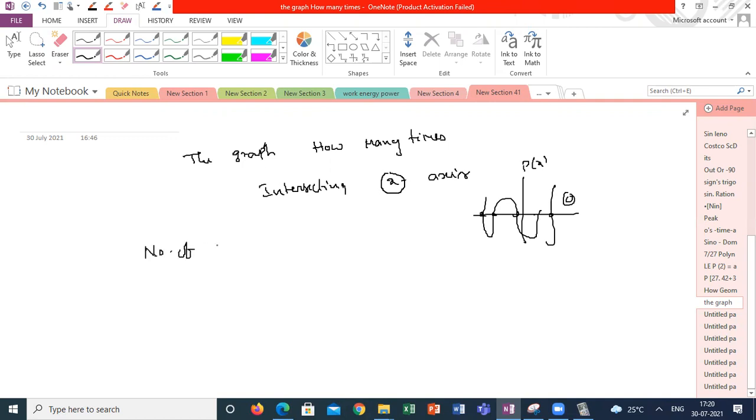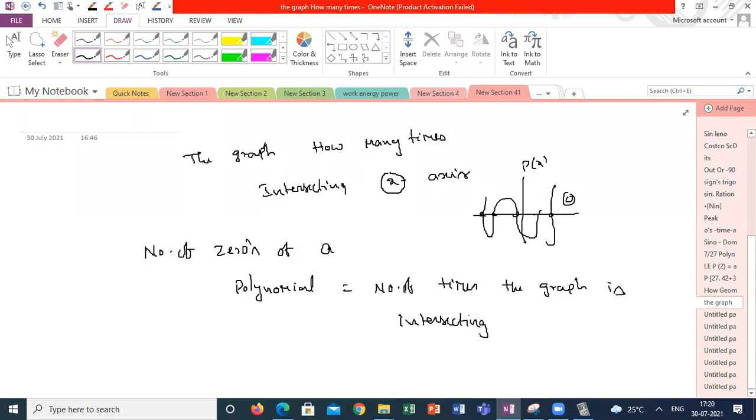The number of zeros of a polynomial will be equal to the number of times the graph is intersecting the x-axis. That's the reason a straight line can intersect the x-axis a maximum of one time. A parabola can intersect the x-axis 0 times, 1 time, or 2 times at most.